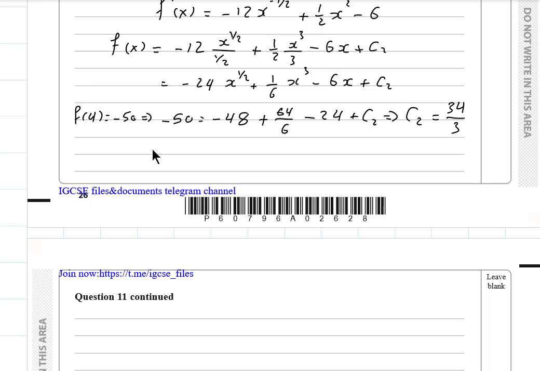And then f of x is completely found to be negative 24 square root of x, plus 1 over 6 x to the power 3, minus 6x plus 34 over 3.